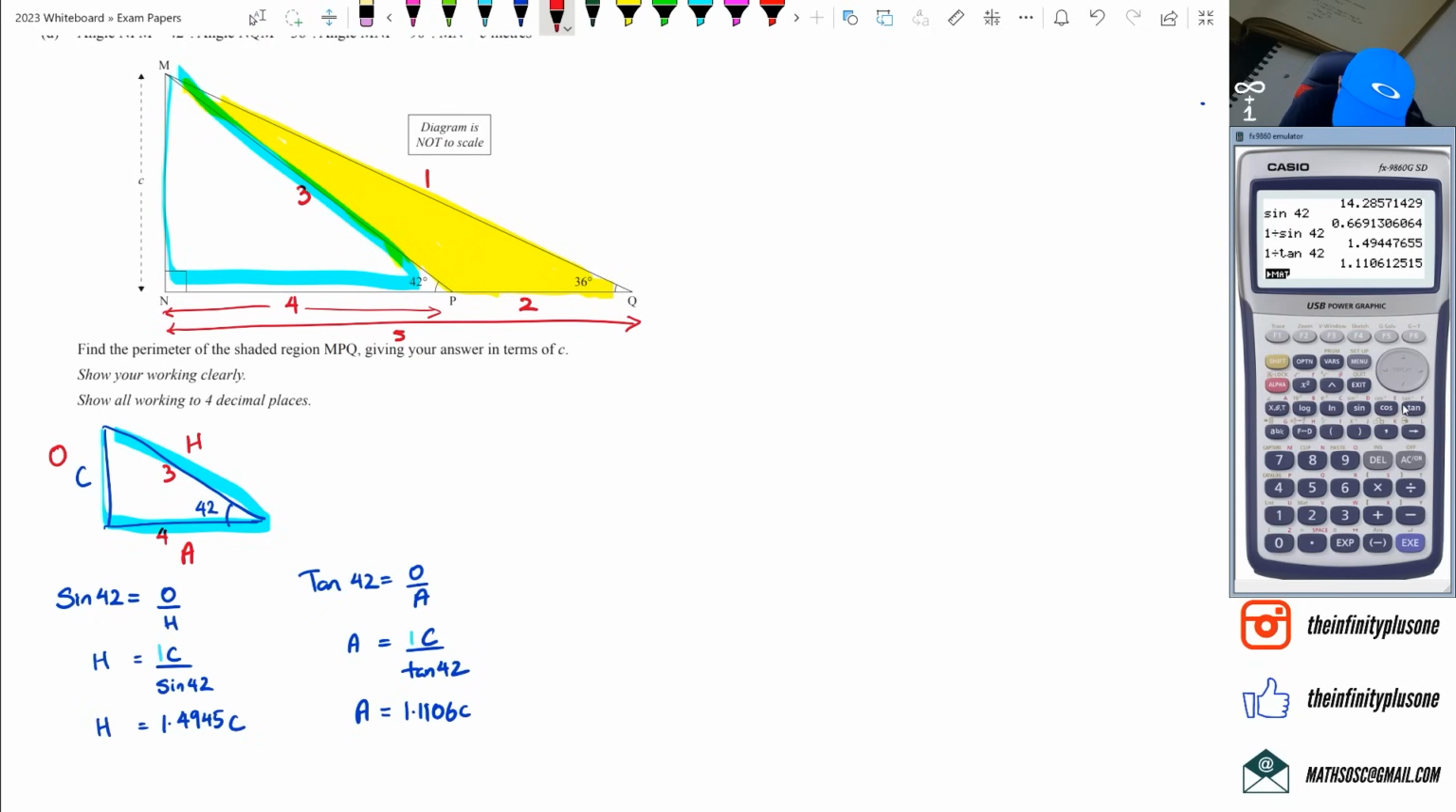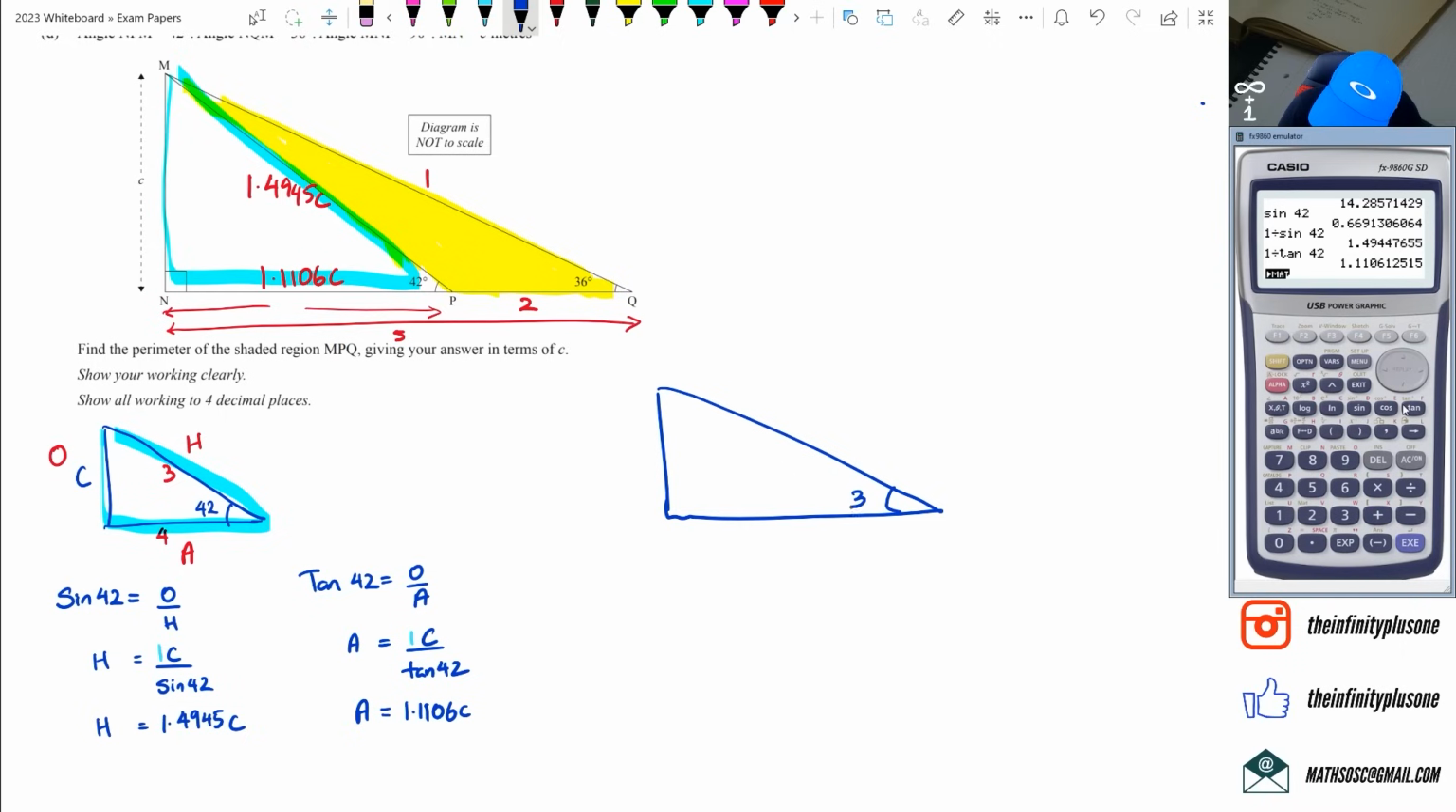So at the moment I've figured out what the adjacent is, so that's number 4. I can rub that out, and I'm going to write that up as 1.1106 C. I've figured out what 3 is, which is the hypotenuse in this case, which is going to be 1.4945 C. So I've figured out those 2 things. Next I'm going to work on the big triangle.